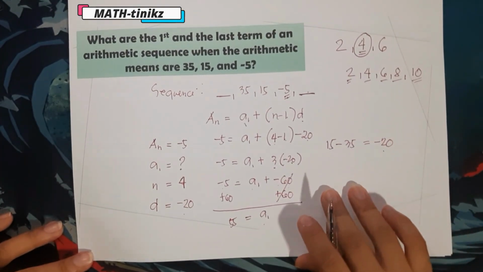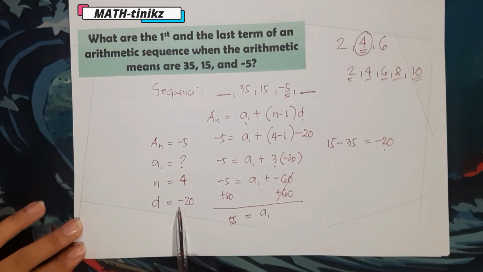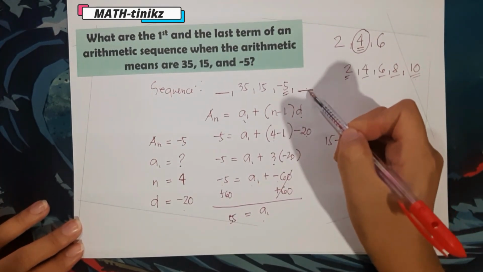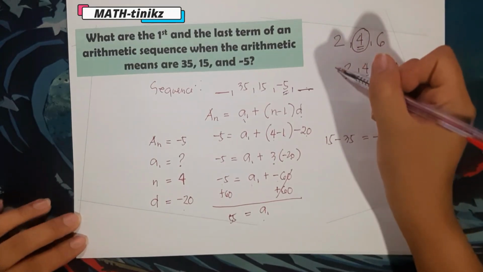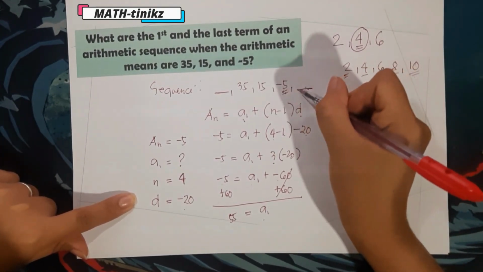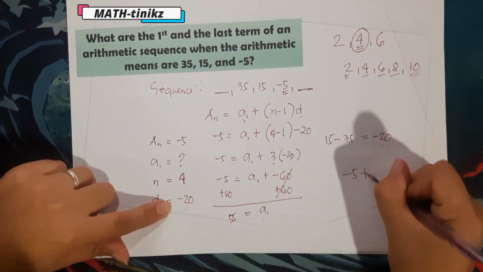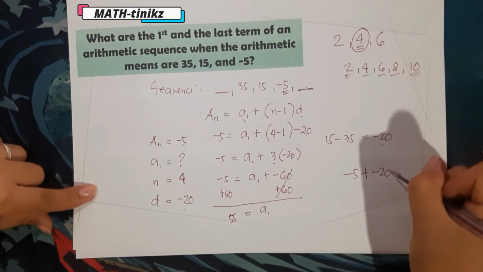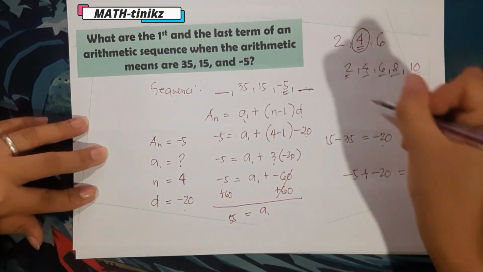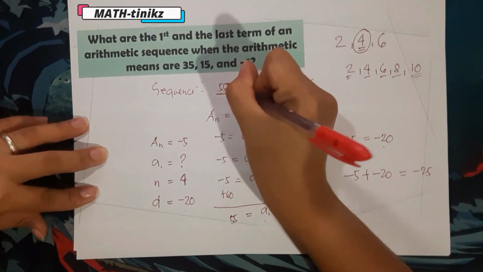Now, kung gusto nyong hanapin ang ating last term, mas madali na lang kasi alam na natin ang common difference. Paano ba natin makuha ang ating last term? I-add mo lang ang preceding term sa ating common difference. Ang ating preceding term sa last term is si negative 5. Negative 5 plus negative 20, which is the common difference, that is equal to negative 25. That is our last term. And our first term is positive 55.